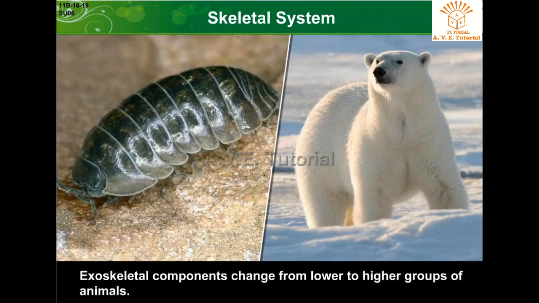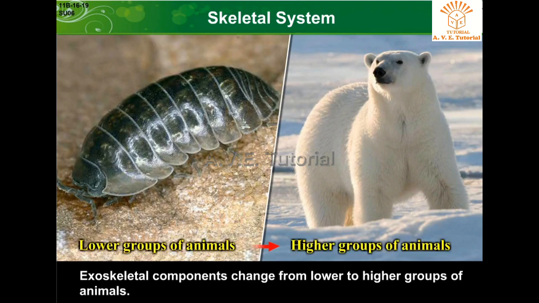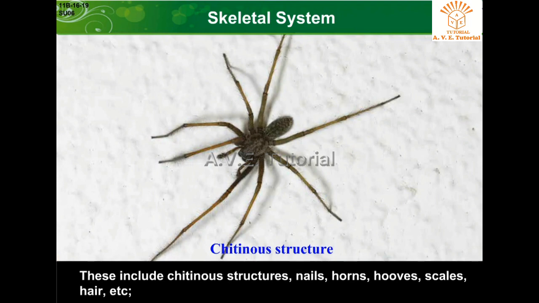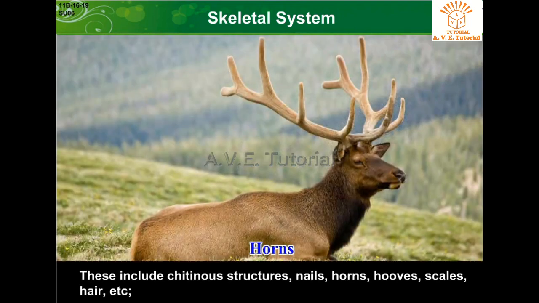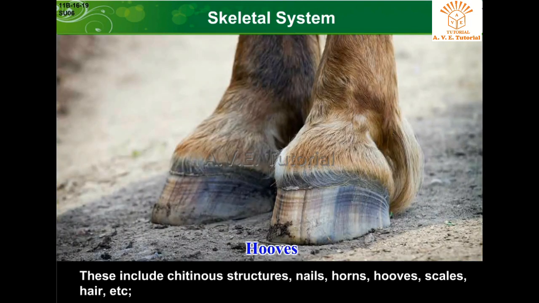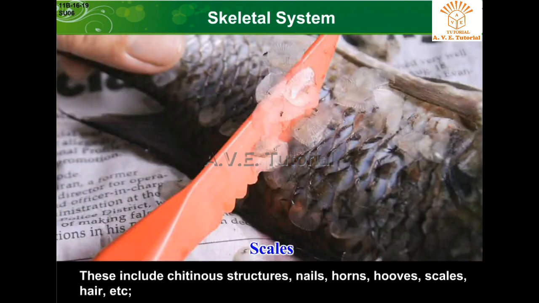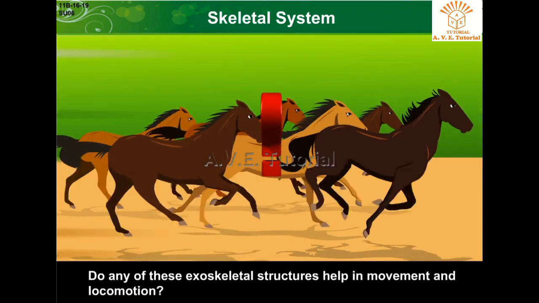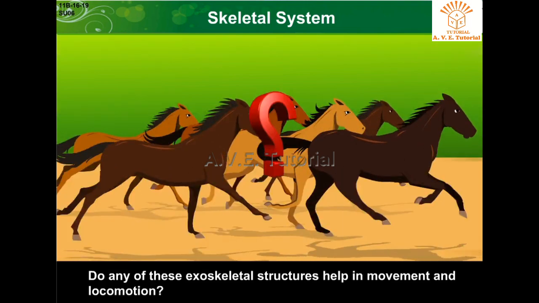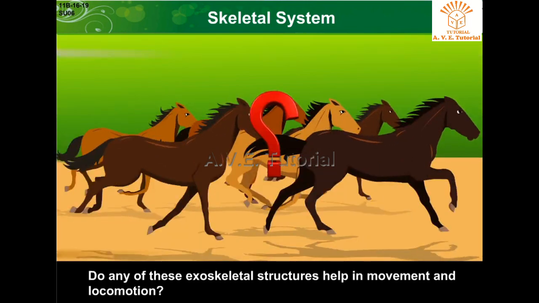Exoskeletal components change from lower to higher groups of animals. These include chitinous structures, nails, horns, hooves, scales, hair, etc. You may add to the list. Do any of these exoskeletal structures help in movement and locomotion?